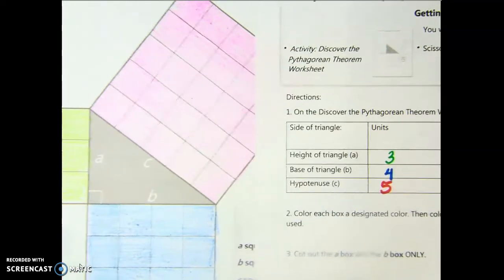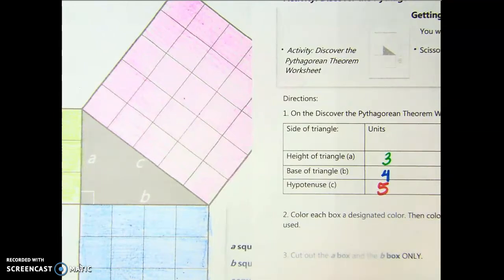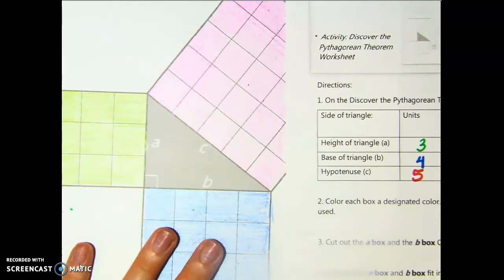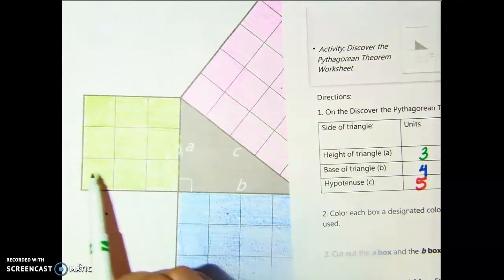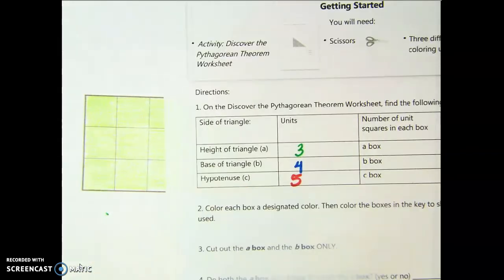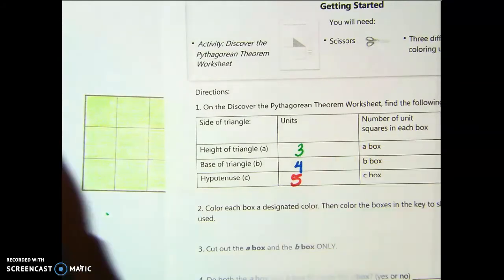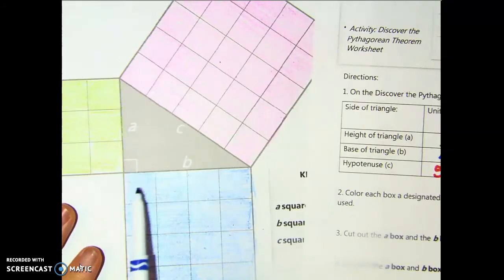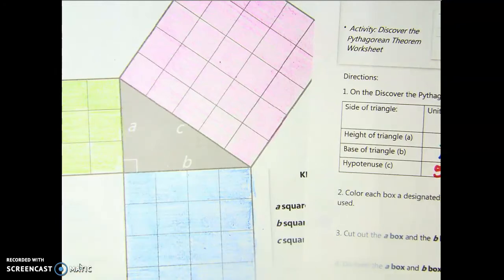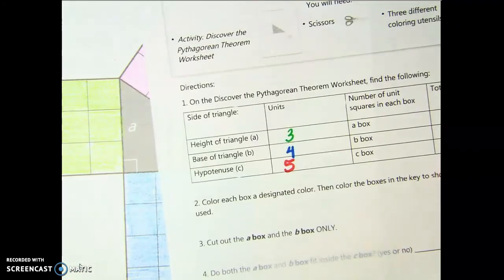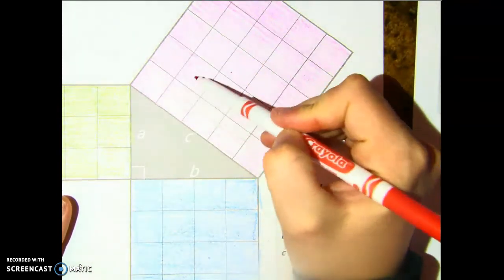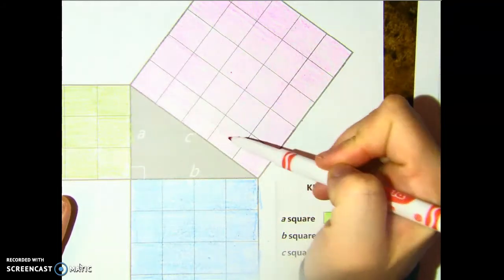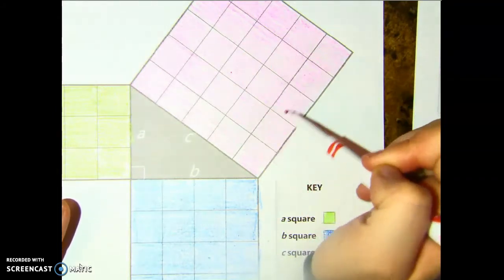Okay, and then it's asking us the number of unit squares in each box. You're going to count the number of units in each box. So A is 1, 2, 3, 4, 5, 6, 7, 8, 9. Okay, B, 1, 2, 3, 4, 5, 6, 7, 8, 9, 10, 11, 12, 13, 14, 15, 16. And then box C, 1 through 25.